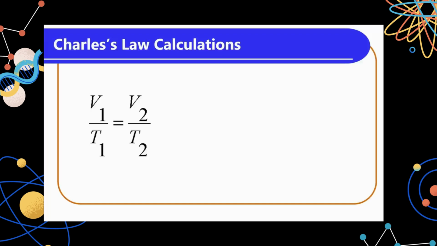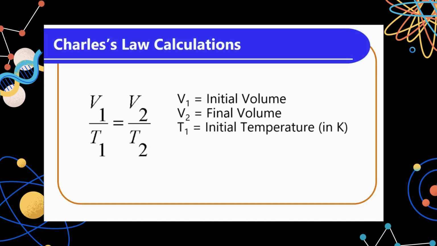Iba ito sa formula nung una, no? Kanina magka-multiply si pressure at saka volume. Dito magka-divide sila. Volume 1 over temperature 1 is equal to volume 2 over temperature 2. Whereas V1 is your initial volume, V2 is the final volume, T1 is the initial temperature, and T2 would be the final temperature.